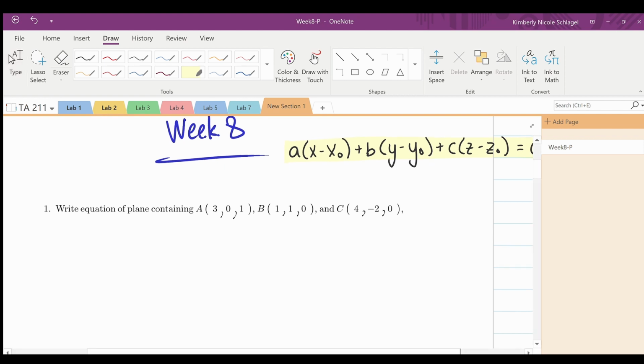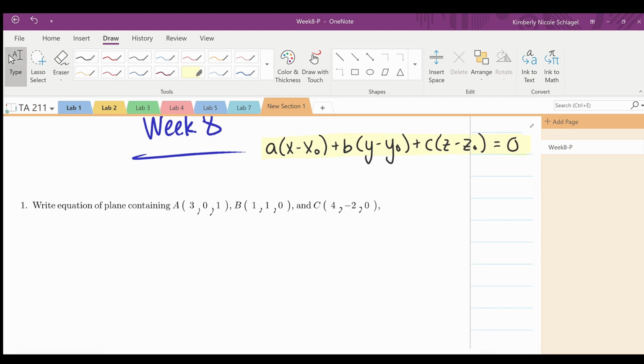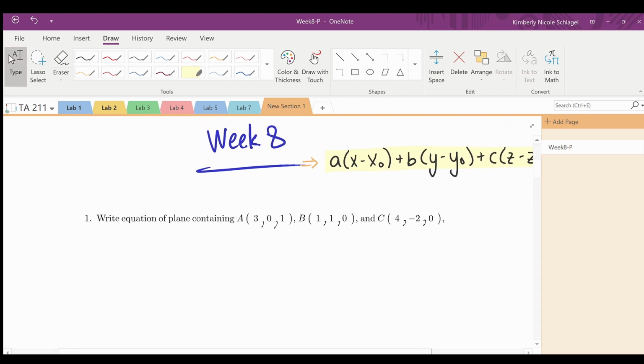It's asking us to find the equation of a plane that contains these 3 points. You can see above here I have written what the equation of a plane is. It's a times x minus x naught plus b times y minus y naught plus c times z minus z naught equals 0. So that's our equation of a plane.